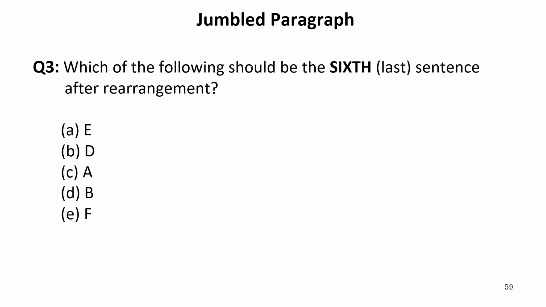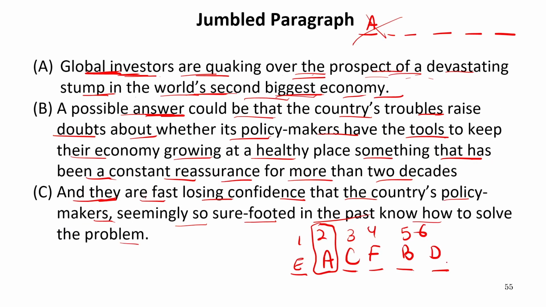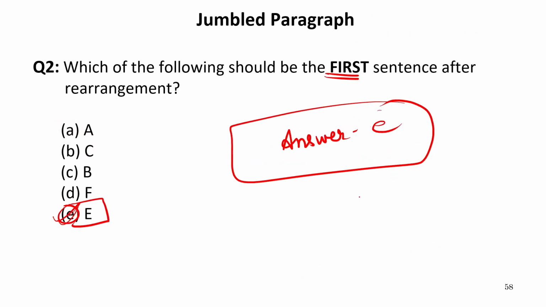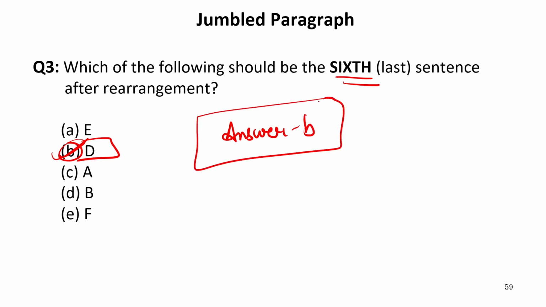Now the sixth or the last sentence, let us see. The sixth or the last sentence is D. So let us have this. D is given on option B. So our answer is B, because this D sentence is given on B option.